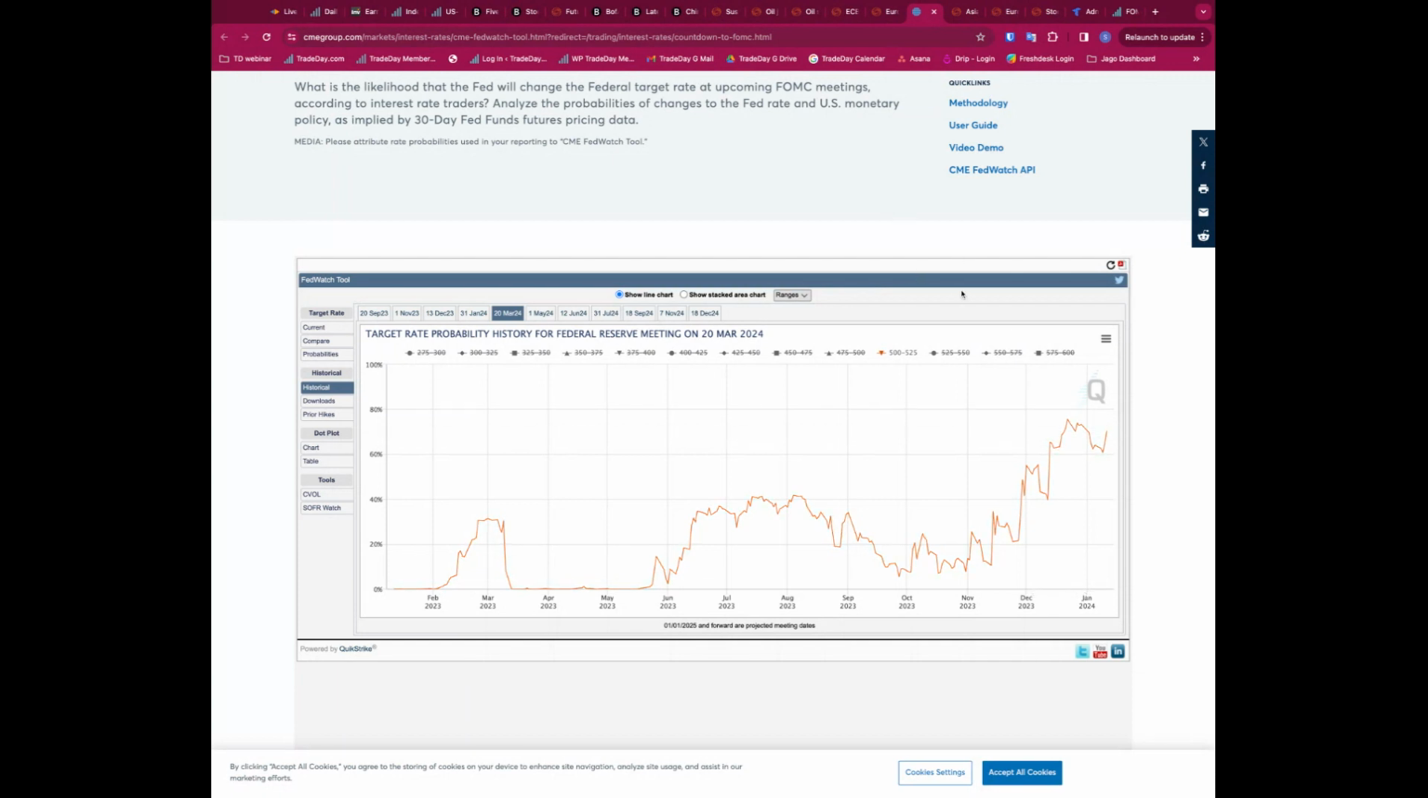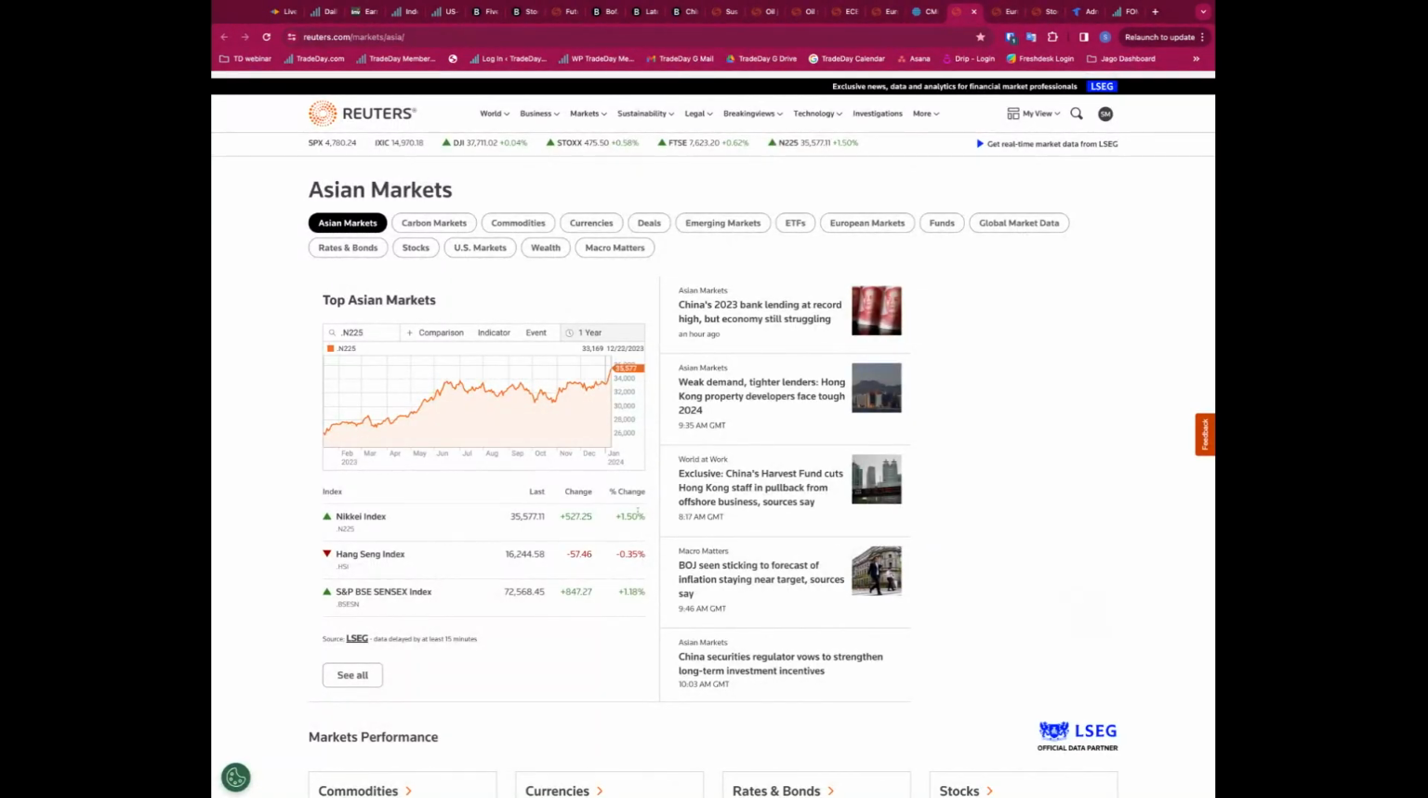So actually, despite yesterday's CPI data being slightly more inflationary than expected, we've seen the chances of a rate cut coming earlier rather than later in March having risen. Let's run round through the overnights.